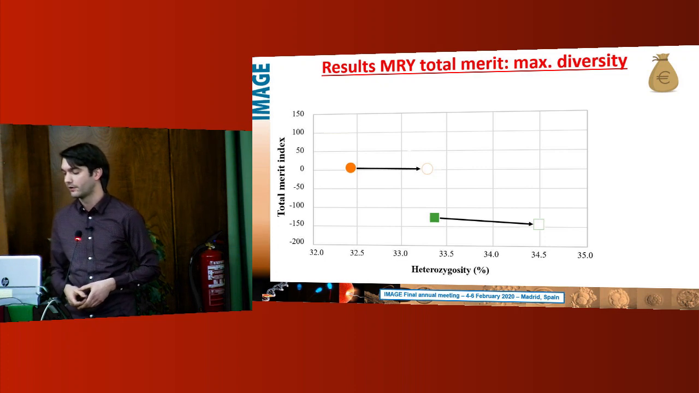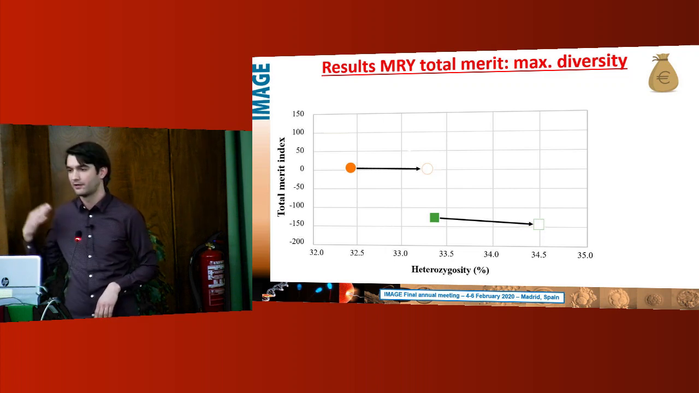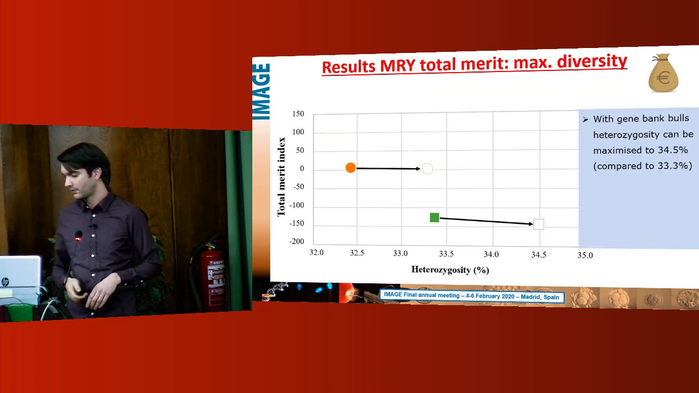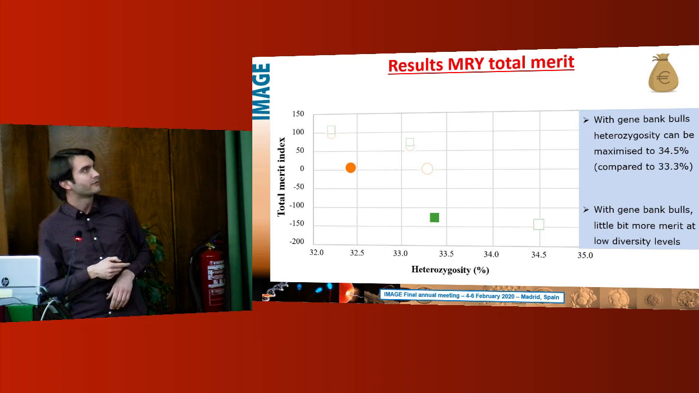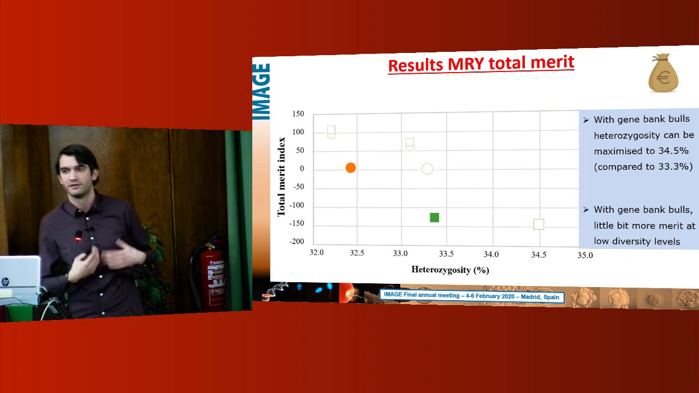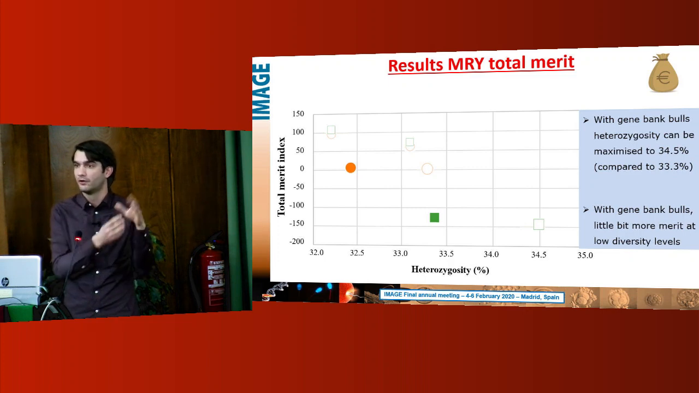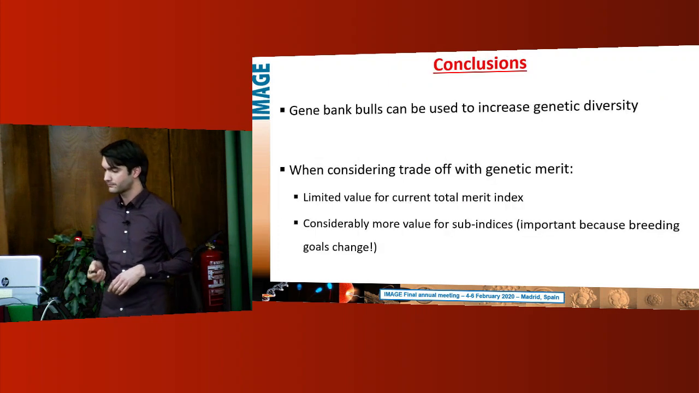So here you see the scenario for maximizing the diversity. You see that in both cases you can move quite a bit to the right in the figure, and we can get a lot further when we use the older bulls as well compared to using only the current ones. So these are the values. And then we also had two scenarios with a bit more focus on merit, and then you see that the difference between the two populations is quite a bit smaller, but there is some difference, so there is some added value of using also these old gene bank bulls as selection candidates.